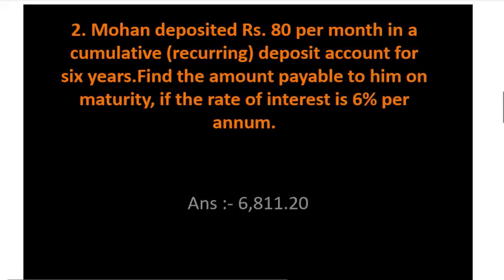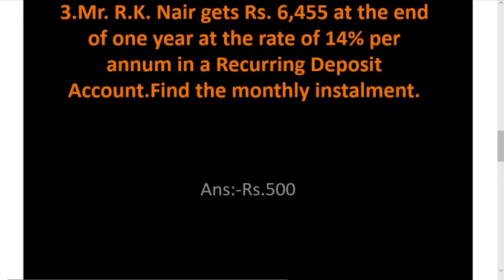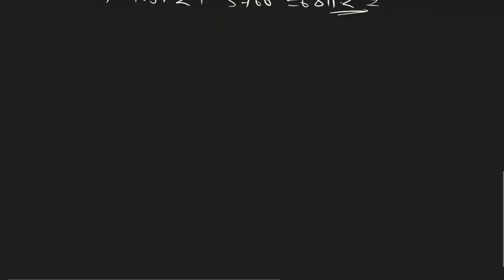We are on our third question. There are totally just 5 questions here. Okay, Mr. R.K. Nair. This question is about Mr. R.K. Nair. So what is he doing? He's getting rupees 6455 at the end of 1 year. Okay, great. So amount is rupees 6455 at the end of 1 year. So time is 1 year. 1 year means 12 months.